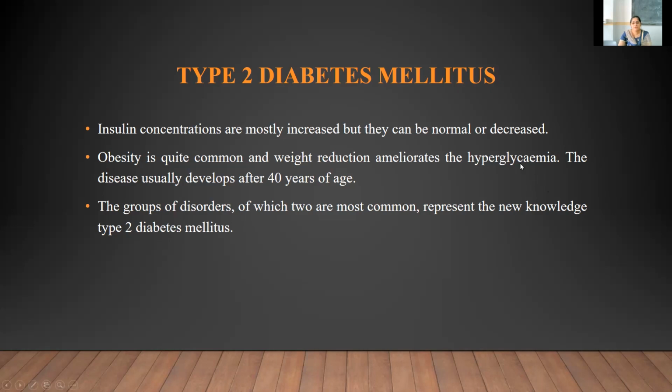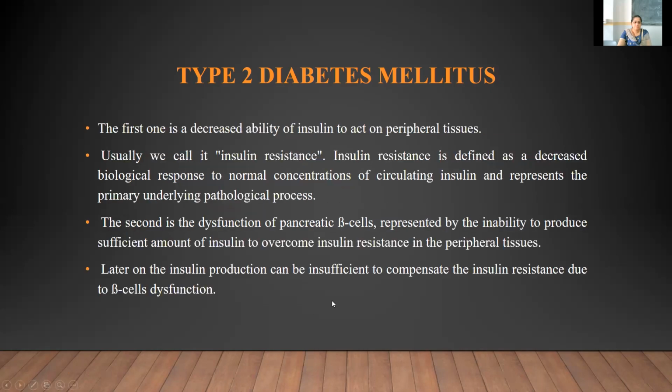After the age of 40 or 50, you can see that your metabolism itself slows down. Even if you were eating 3 chapatis till then, when you eat 3 chapatis after 40 or 50, you start putting on weight, because I feel the metabolic rate slowly starts slowing down. So the disease usually develops after 40 years of age, and the group of disorders, of which 2 are most common, represent type 2 diabetes mellitus.